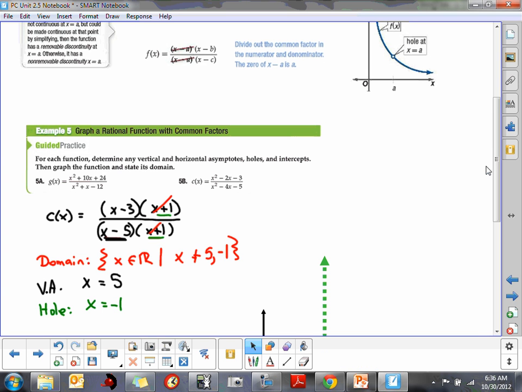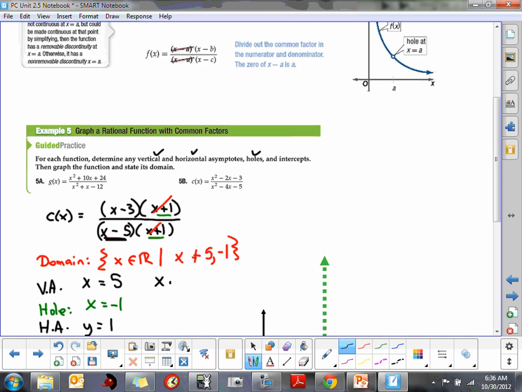The next thing we can look at is the location of any horizontal asymptote. The horizontal asymptote, it's a second degree over second degree, which means it's going to be the ratio of the leading coefficients, which again is 1 over 1, or just 1. So we have vertical, horizontal, holes. Now I need x and y-intercept.